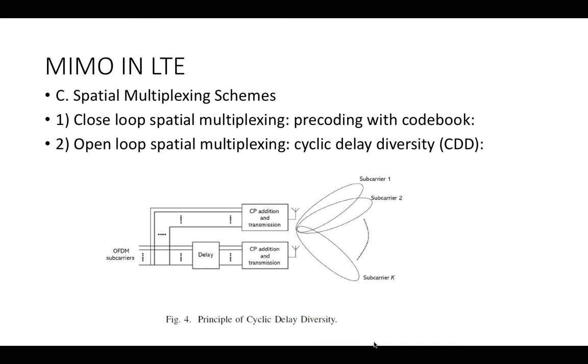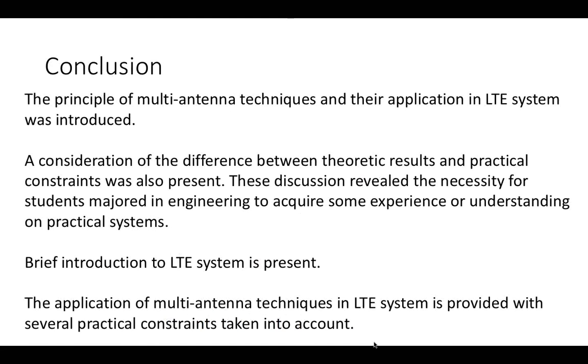And the third aspect we're talking about is spatial multiplexing schemes. There are two ways to realize spatial multiplexing in LTE: closed and open loop spatial multiplexing. The closed loop spatial multiplexing is also called precoding with codebook, and the open loop spatial multiplexing is also called cyclic delay diversity, as shown in the figure below.